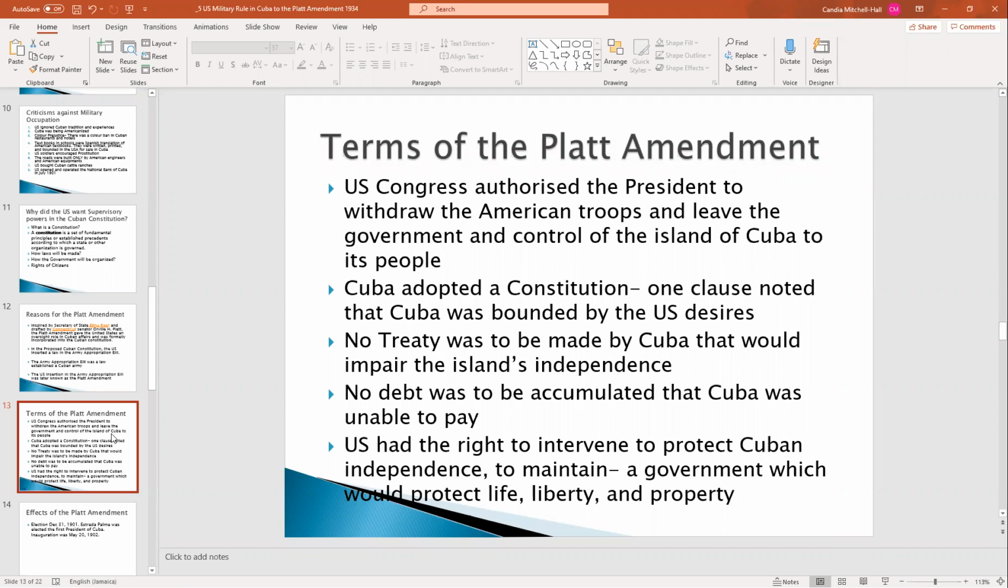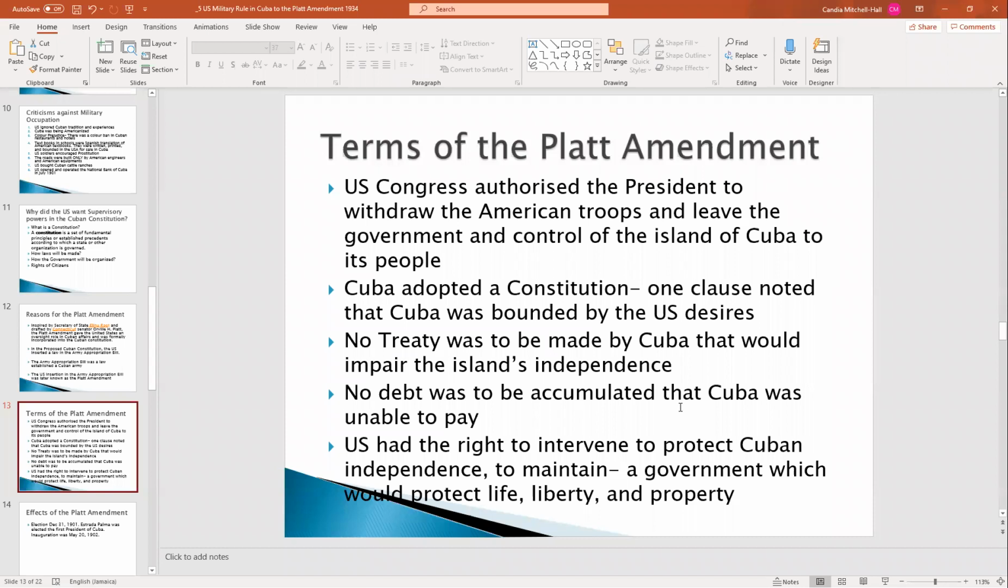Is that independence? No. So this amendment here, the Platt Amendment, basically gave the US more control over Cuba. Although Cuban people are now able to vote for their own president, their president could not go and borrow any money, could not sign any treaty, could not do anything without the US giving permission.